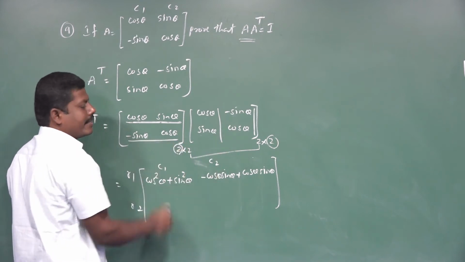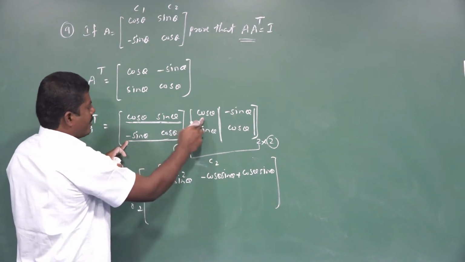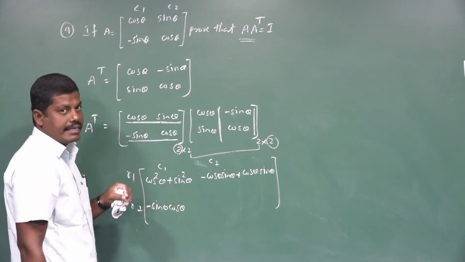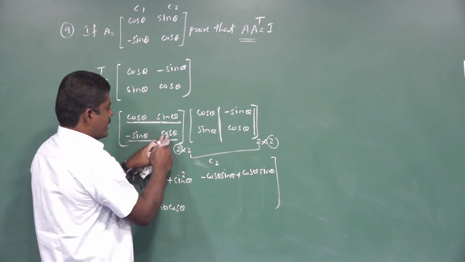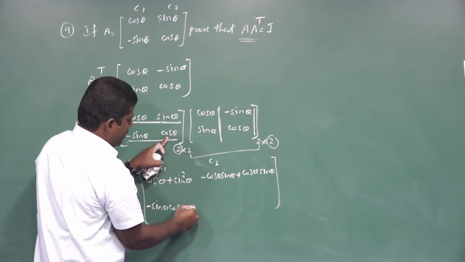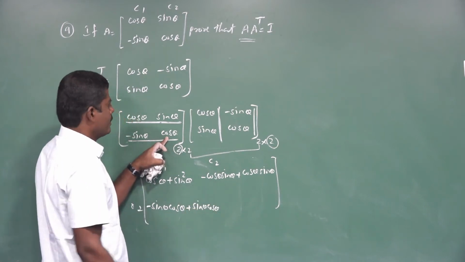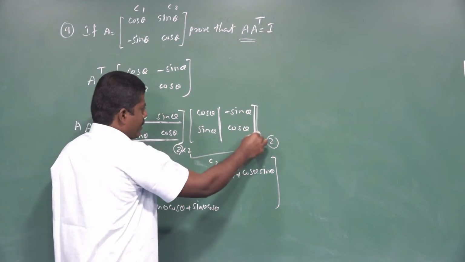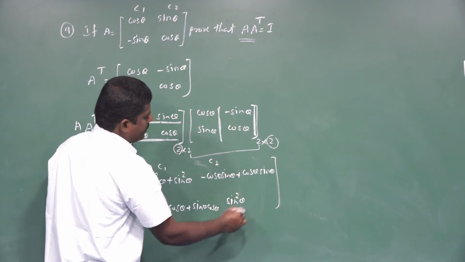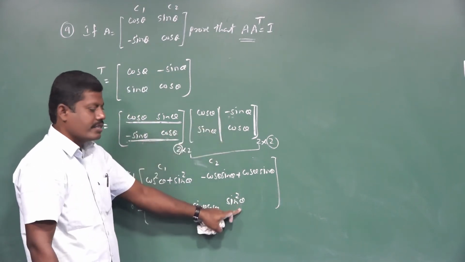Next you take the second row here. Second row, first column: minus sin theta cos theta. Next you take the second element, here also the second element: cos theta multiplied by sin theta, plus sin theta cos theta. Understand? Next, same second row, second column: minus sin theta times minus sin theta, minus into minus plus, sin square theta.